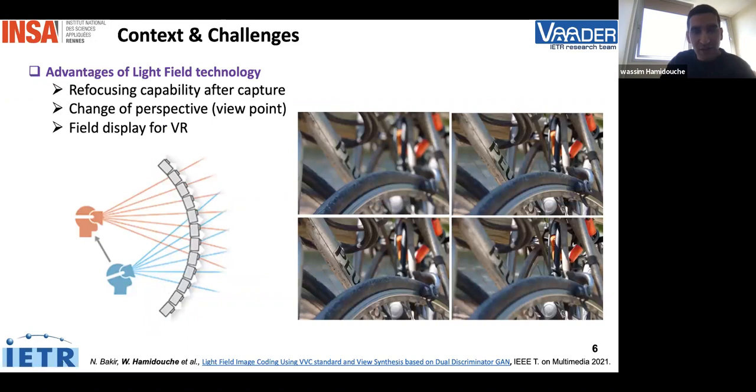This light field imaging can provide many advantages. We can have a refocusing capability of the image after acquisition that we cannot do with legacy cameras. We can also change perspective with different views. And when this light field technology is coupled with head-mounted displays, we can have virtual reality with a better viewing experience, which is more realistic, representing a real 3D scene.